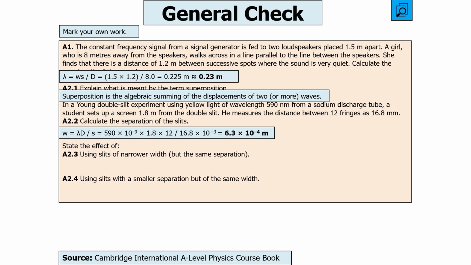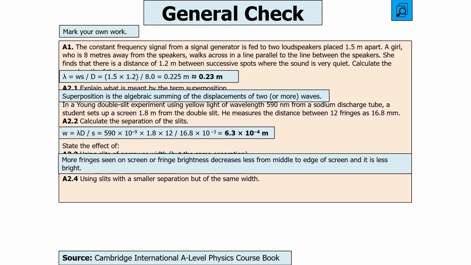Now, what would happen if we used slits of narrower width? Well, you'd see more fringes on the screen, because you can see from the equation what's going to happen with W equals lambda D over S. And again, if you use slits with a smaller separation with the same width, W equals lambda D over S. So if S goes down, that tells you W will go up, because they're inversely proportional from the equation. So therefore, the fringes are now going to be further apart.